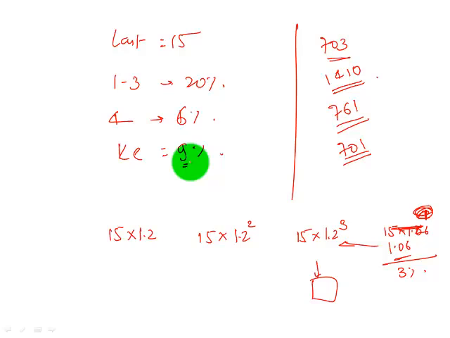15 into 1.2 equal to STO1. Into 1.2 equal to STO2. Into 1.2 equal to STO3. How much is your STO3? 25.99. Into 1.06 equal to STO4.